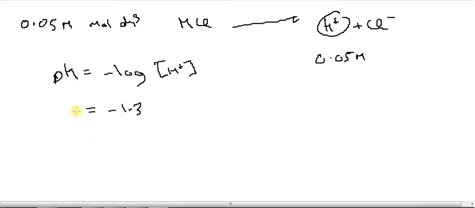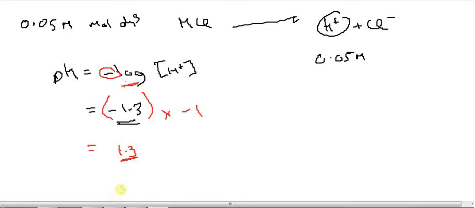Different calculators do different things. So we've got minus 1.3. However, we just pressed the log button. We had nothing to do with this sign here. So all I do is get rid of the minus sign, 1.3. For those mathematicians, I multiply this by minus 1, just to make it slightly clearer. So the pH of a 0.05 molar solution of hydrochloric acid is 1.3.